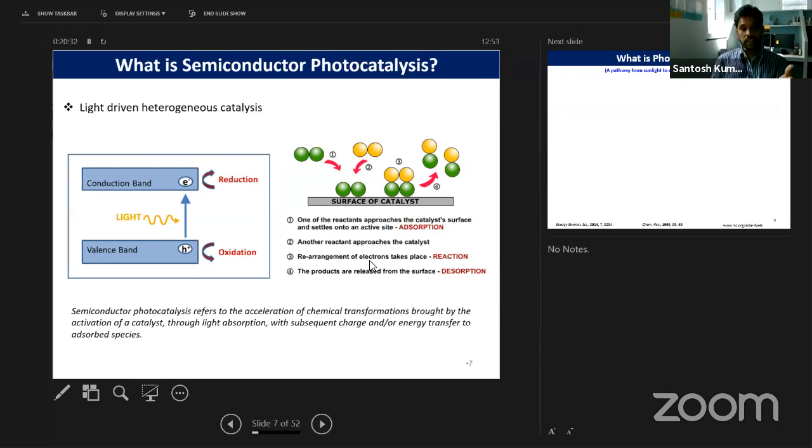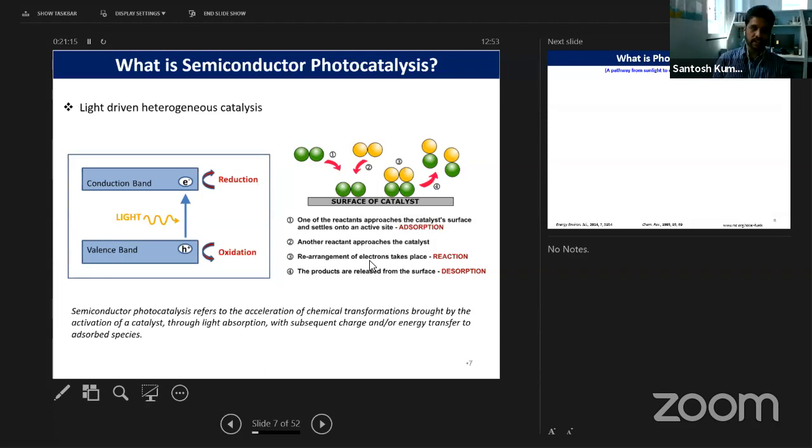It's basically a light driven heterogeneous catalysis. Some of you might be familiar with heterogeneous catalysis. What happens on the catalyst surface is the reactant approaches the catalyst surface and settles onto active sites. That is what we call adsorption. And another reactant approaches the catalyst, and then there is a rearrangement of electrons that is called reaction, and then the product will be released from the surface. So that is desorption basically. So in photocatalysis the same thing happens, but in the presence of light.